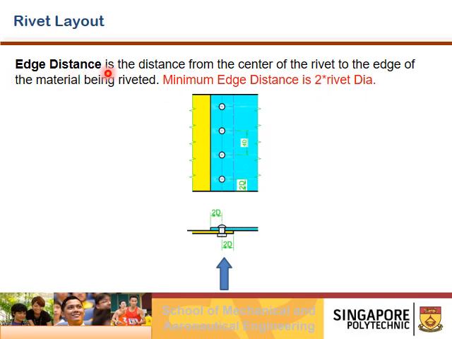So edge distance is the distance from the center of the rivet to the edge of the material being riveted. That's edge distance, right? So to recap, edge distance is from the center of the rivet to the edge of the material, while pitch is from the center of the rivet to another adjacent rivet. There's an exercise which we will work on, and you will understand better when we do the example calculation in the aircraft structure and fastener layout drawings.